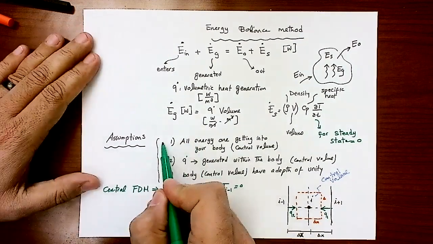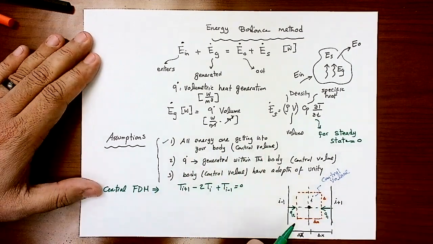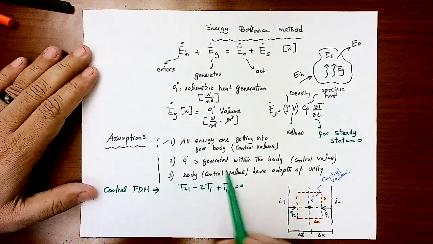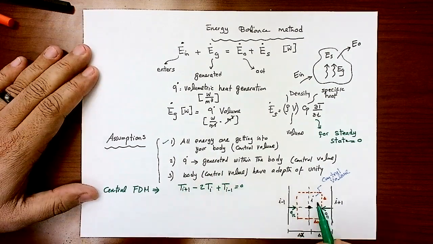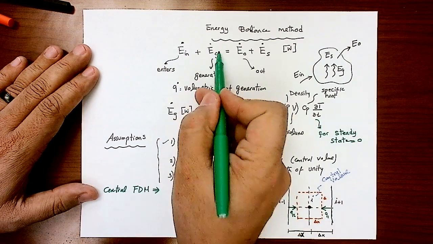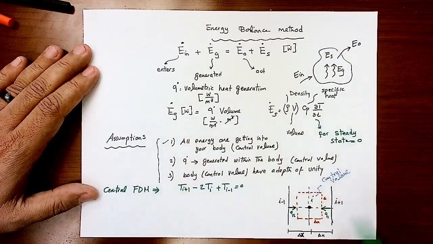So that's assumption number one. All energy are getting into your body. Q1 is coming in, Q2 is coming in. Number two, heat generation is within your body. If there is Q dot, it will be only calculated by this control element. So if you want to get E generated, you need to multiply Q dot times the volume. This volume will be that volume here, and Q dot will be within here.